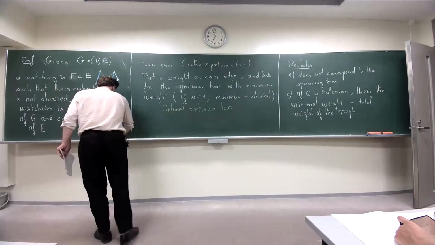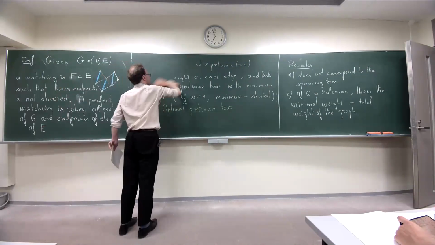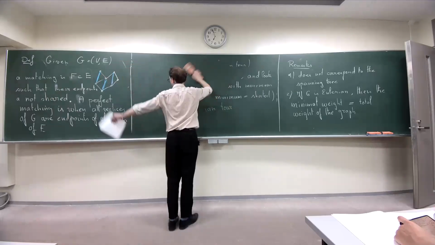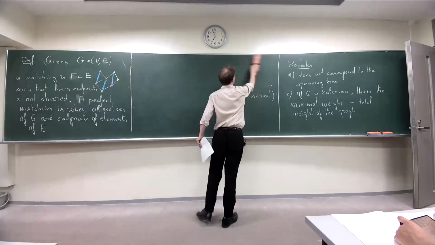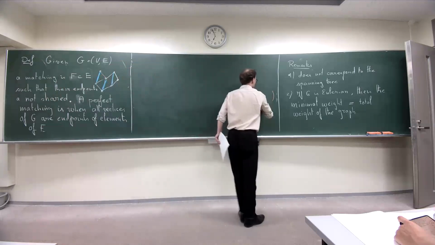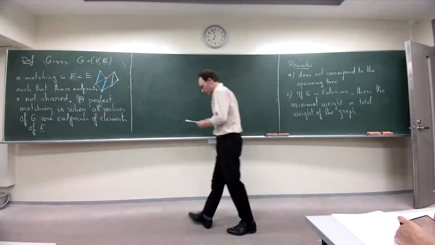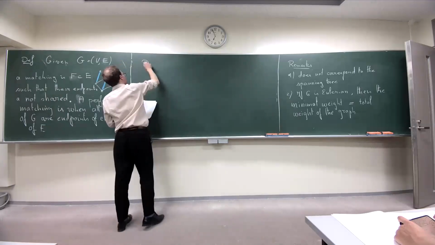Okay, we need this definition. And yeah, the word matching is quite easy to understand. And perfect matching, it's a perfect situation. Okay, we need this ingredient and we need one more ingredient. What is a complete graph?